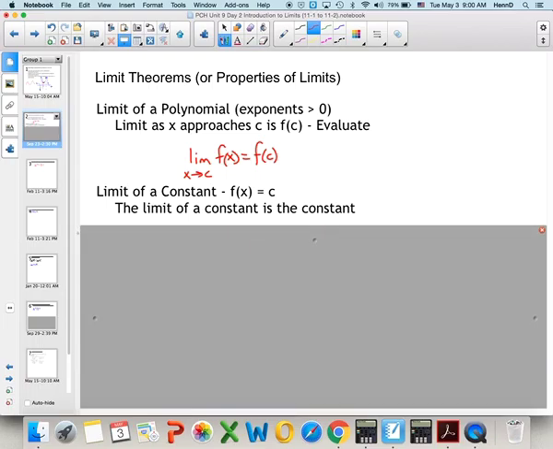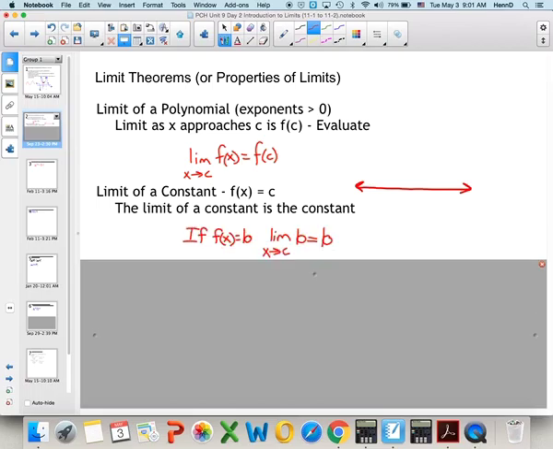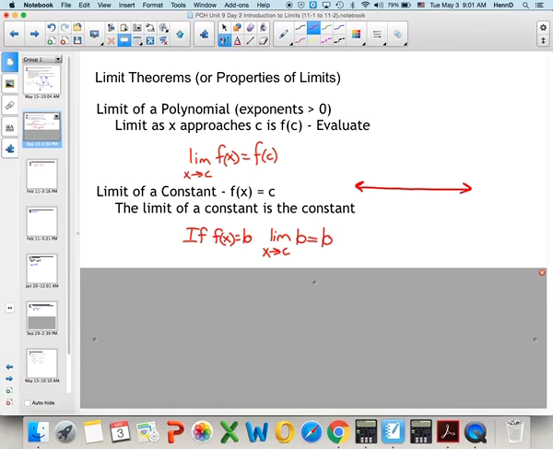The limit of a constant function. What does a constant function look like? It's a horizontal line. That means the value of our function is never changing. So no matter what x is approaching, the function will always equal that constant. Therefore, the limit of a constant is a constant. So, those are kind of our two theorems.